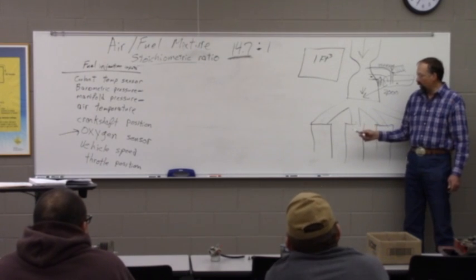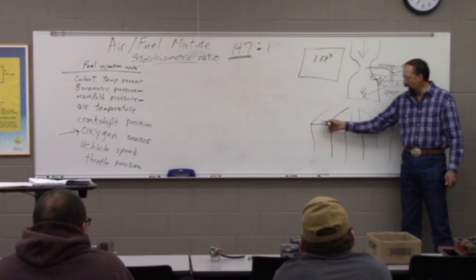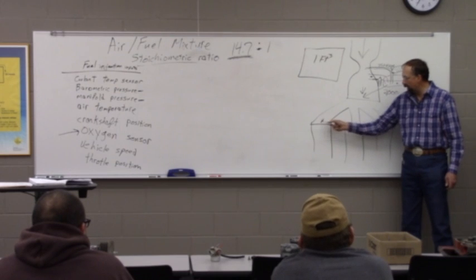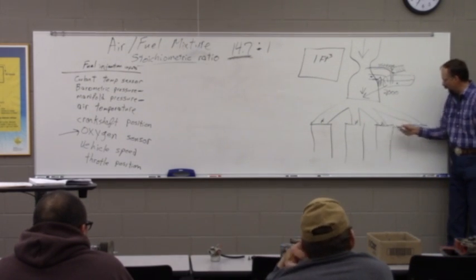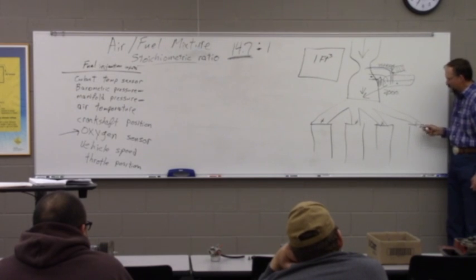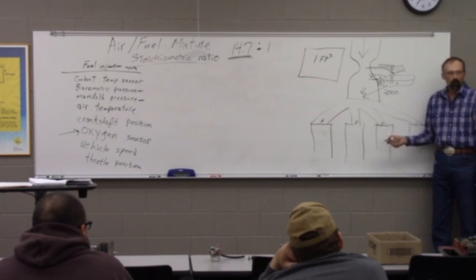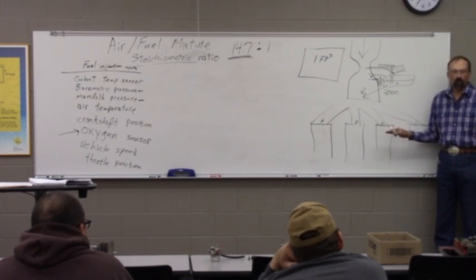So what they call multi-port fuel injection is actually going to have a fuel injector right here, and a fuel injector right here, and a fuel injector right here, and a fuel injector right here. So it can actually control the amount of fuel going into each cylinder, and it winds up being much more balanced than the throttle body fuel injection was. Does that make sense, I hope?